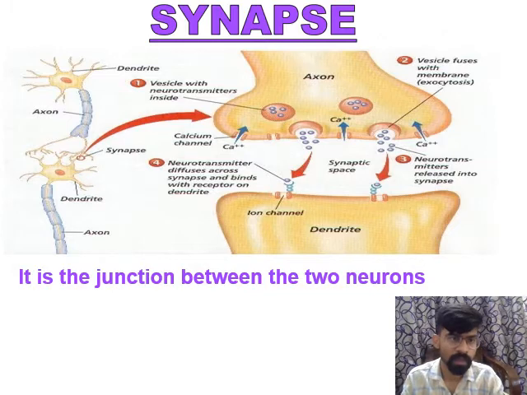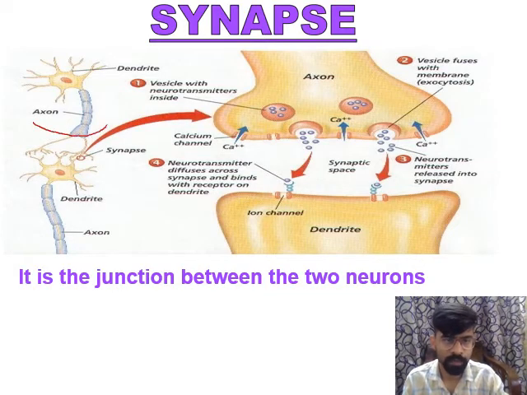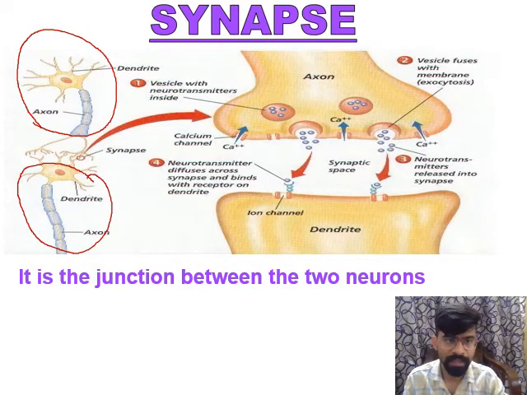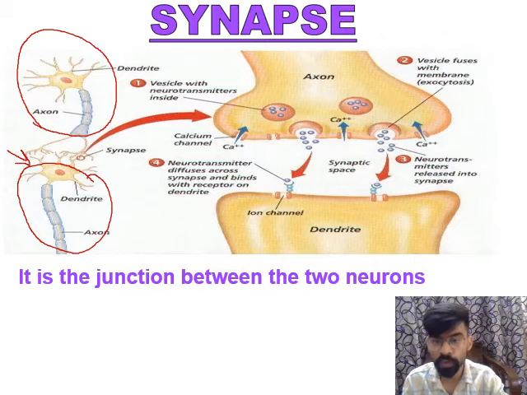Yes, here I'm showing with the red circle. This is one neuron, and this is the next neuron. You can see these are the dendrites of the next neuron, and here this is the axon ending.